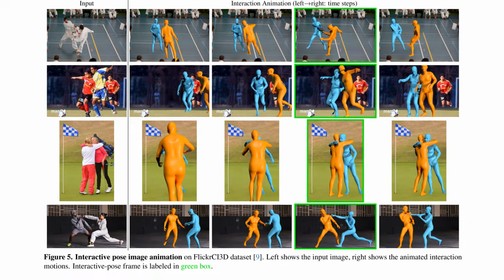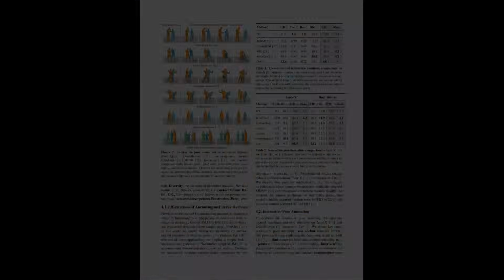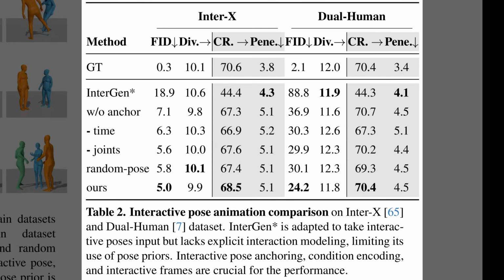So the previous figure presented applications across inputs. Figure 5 shows image-based interaction animation on the Flickr CI 3D set, where the left column provides the input photograph and the remaining columns present time steps of the generated motion. The orange and blue bodies indicate the two people, which makes contact evolution easy to read. The green box frame marks the interactive anchor that the animator preserves, so the motion stays consistent with the close contact moment.